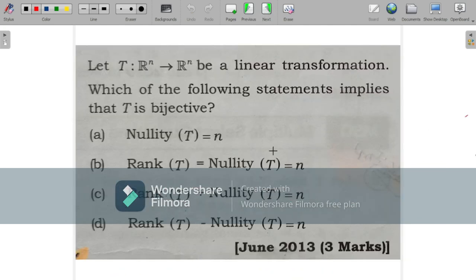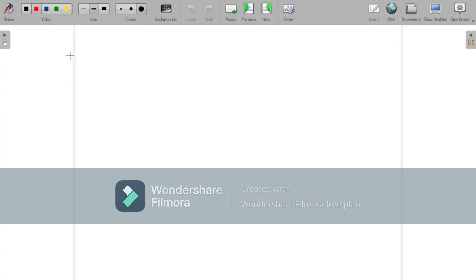The next problem is, let T from R^n to R^n be a linear transformation, then which of the following statements implies that T is bijective? Okay. See, here T is a linear operator. So let's solve it first. Solution. T is a given linear operator from the finite dimensional space R^n to R^n.